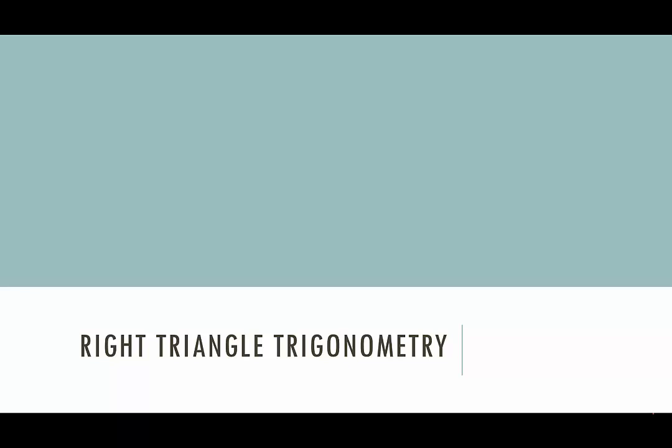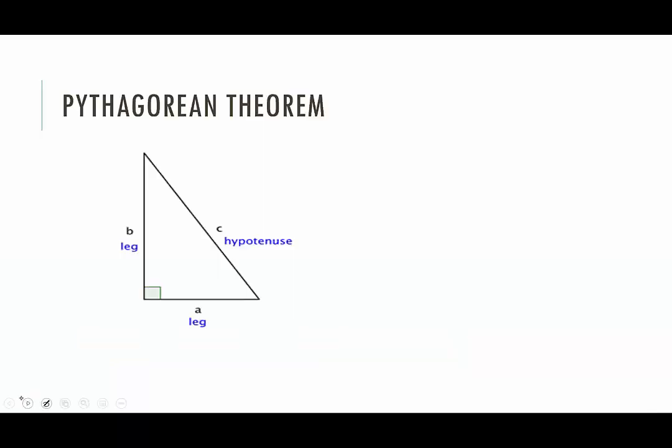In this video we're going to look at right triangle trigonometry, starting out with just some review of right triangles. So first we have the Pythagorean theorem. The Pythagorean theorem states that the sum of the squares of the legs is equal to the square of the hypotenuse. We more commonly know it as a squared plus b squared is equal to c squared.